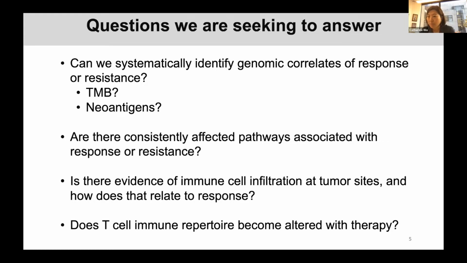And finally, when we start to think about adaptive immune cell populations as T cells or even B cells, can we start to look at immune repertoire, and how does that become altered with therapy?